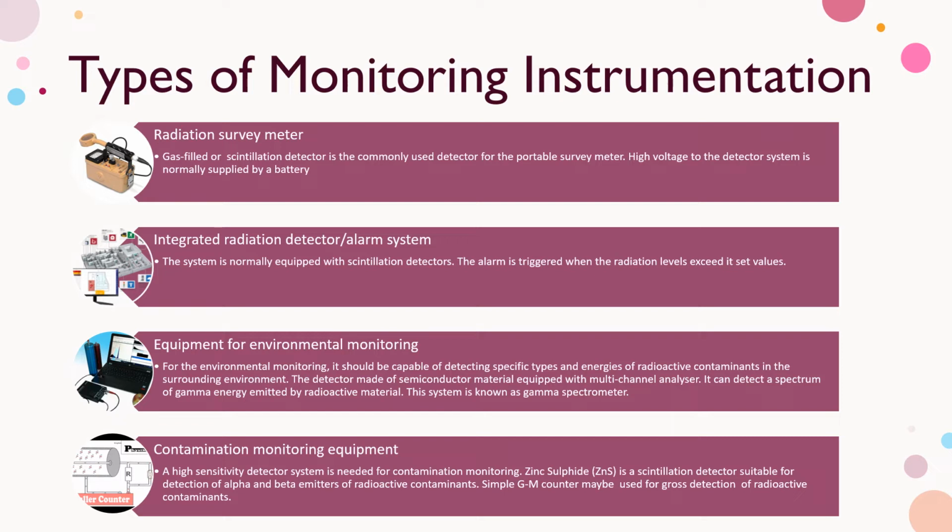Contamination monitoring equipment. A high-sensitivity detector system is needed for contamination monitoring. Zinc sulfide is a scintillation detector suitable for detection of alpha and beta emitters of radioactive contaminants. A simple Geiger-Muller counter may be used for detection of gamma radioactive contaminants.